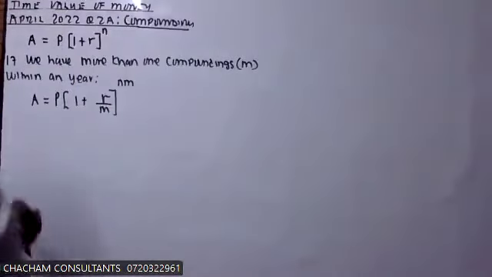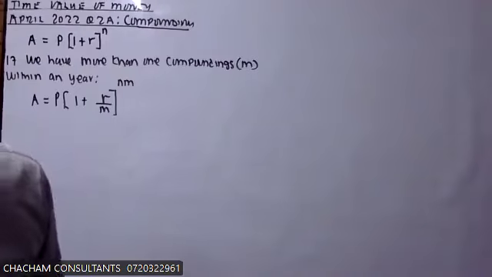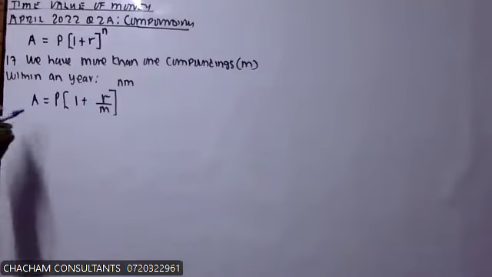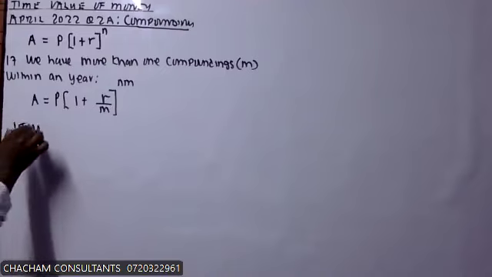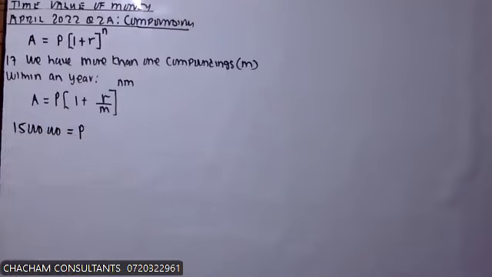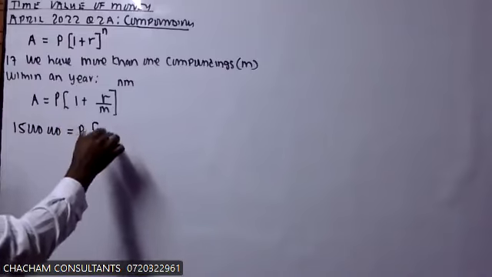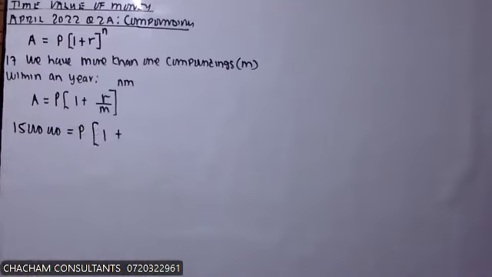So in our case here, tunaambiwa that this guy would like to accumulate 10 million in his bank account 15 years from now. So how much should he invest today? That is the principal. So this one will be times 1 plus r. The rate of interest is 5%.